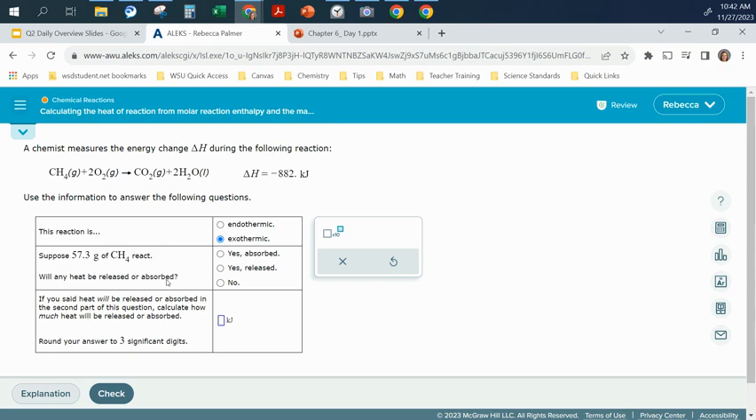All right, so suppose some of this reacts. Will any heat be released or absorbed? This one is always yes. We just have to decide if it's yes absorbed or yes released. Don't pick no on this question ever. So is it yes absorbed or yes released if it's exothermic? Yes released. Good. So exothermic, released. Endothermic would be absorbed. Always click yes.